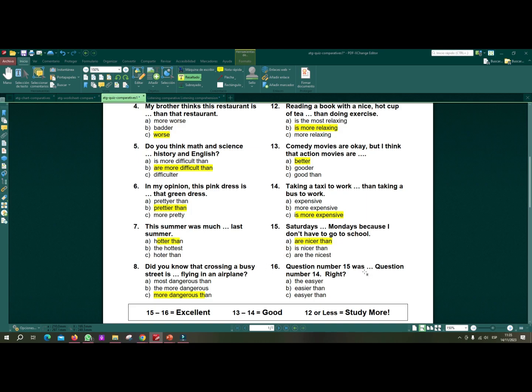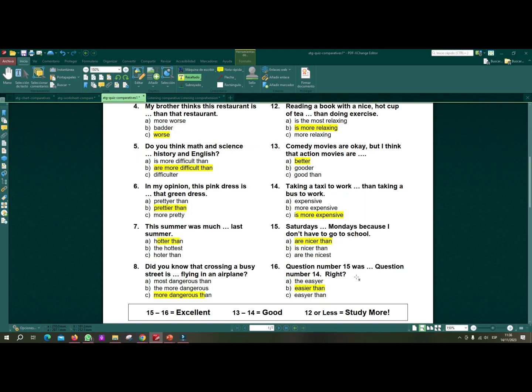Question number 15 was question number 14, right? The easier than, or easier than. That's kind of weird, that one. But which could be the answer here? A, B, or C? Yes? B. Excellent, Carolina. So question number 15 was easier than question number 14.